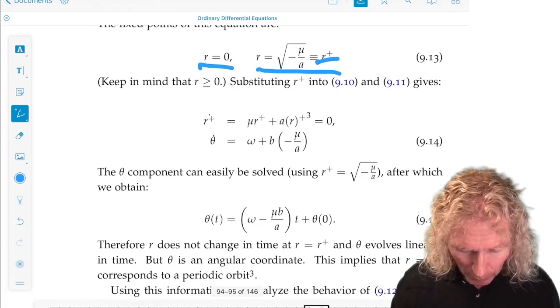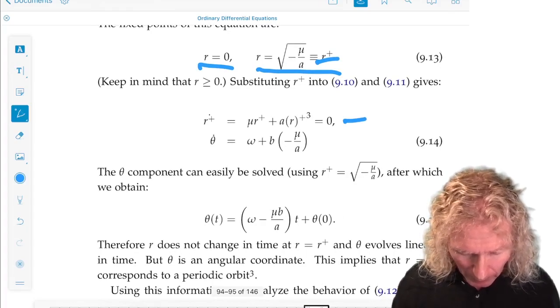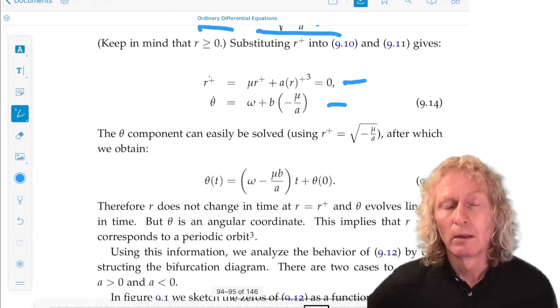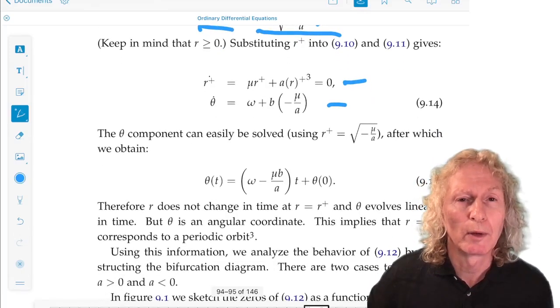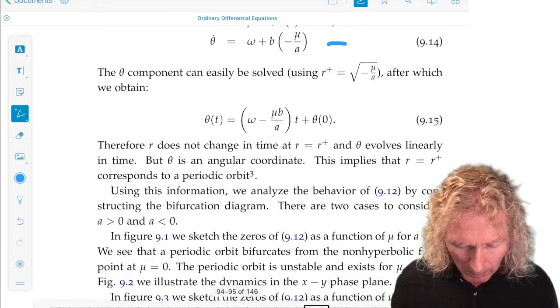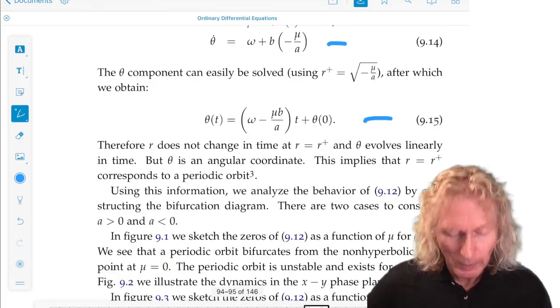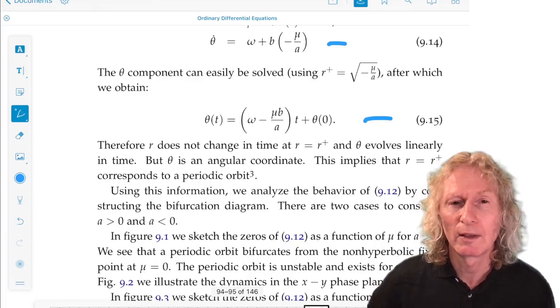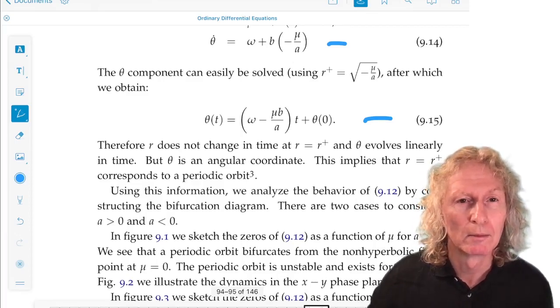So if we plug the value of r plus into the equations, this is what we get. R plus is an equilibrium value for the r component. And theta, we can solve that easily. It just varies linearly in time.